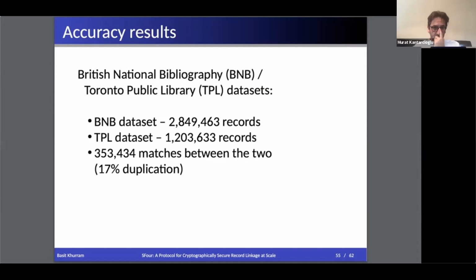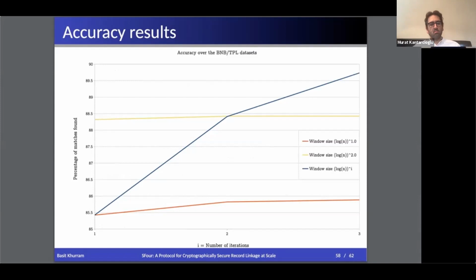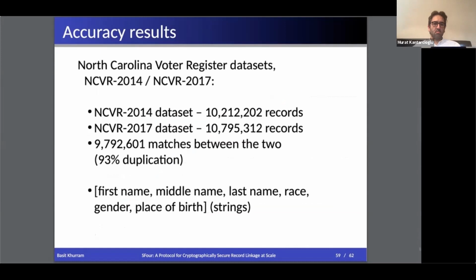We ran experiments using bibliographical data. The British National Bibliography dataset contained around 3 million records, and the Toronto Public Library dataset contained around 1 million. There's an overlap of around 70%. The records here contain strings. Strings are harder to compare than our numbers, so we expected low accuracy here. We obtained 85% to 90% accuracy in the datasets. And here's a graph similar to the one from before.